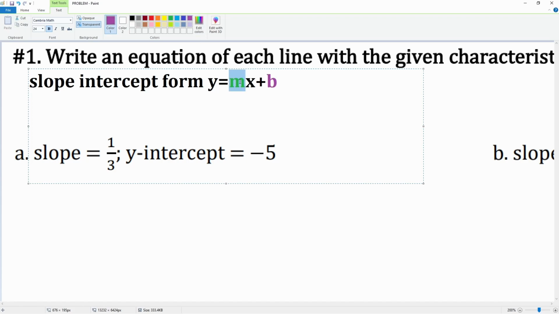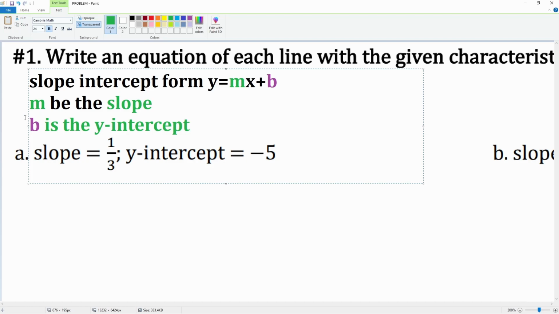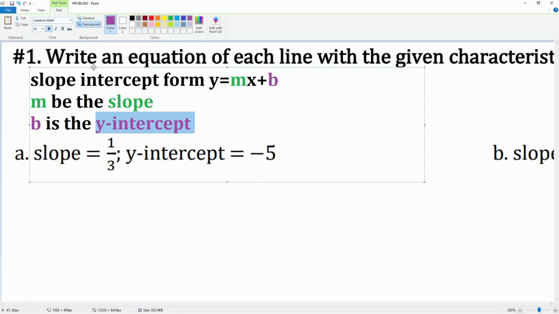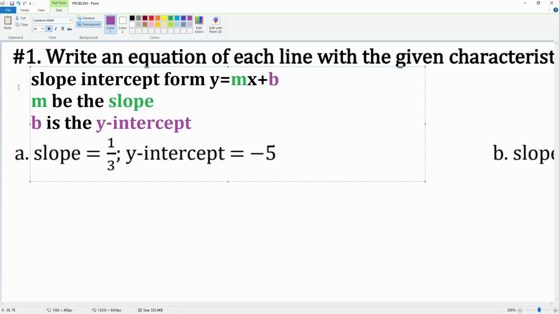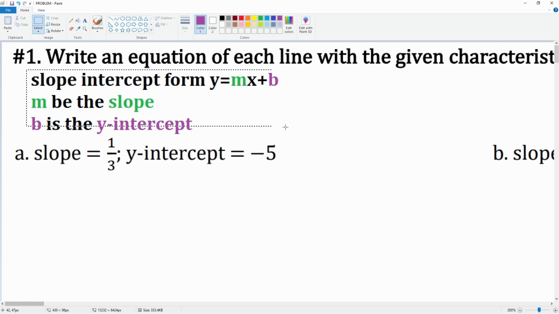Please know that the m here is going to be the slope, and then the b here is the y-intercept. Okay, so you need to know these things for it. Once you know these things, we can now write the equation.